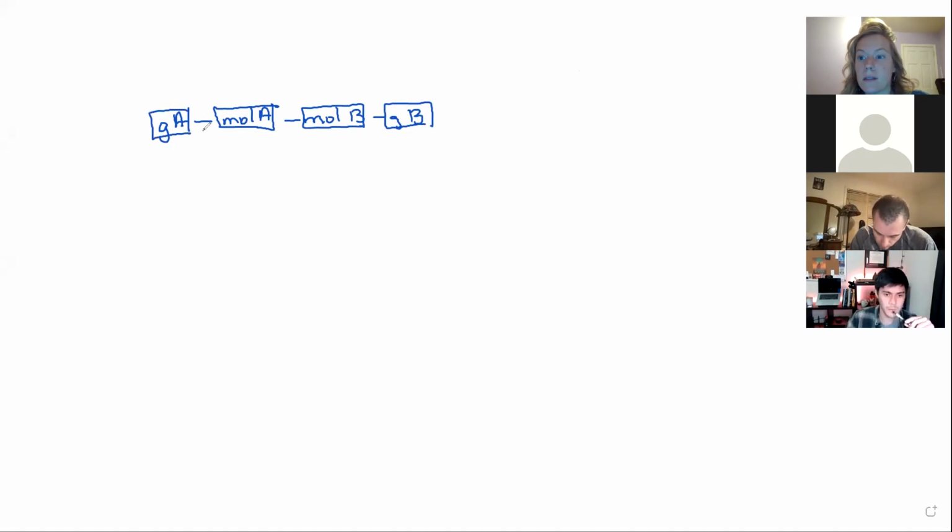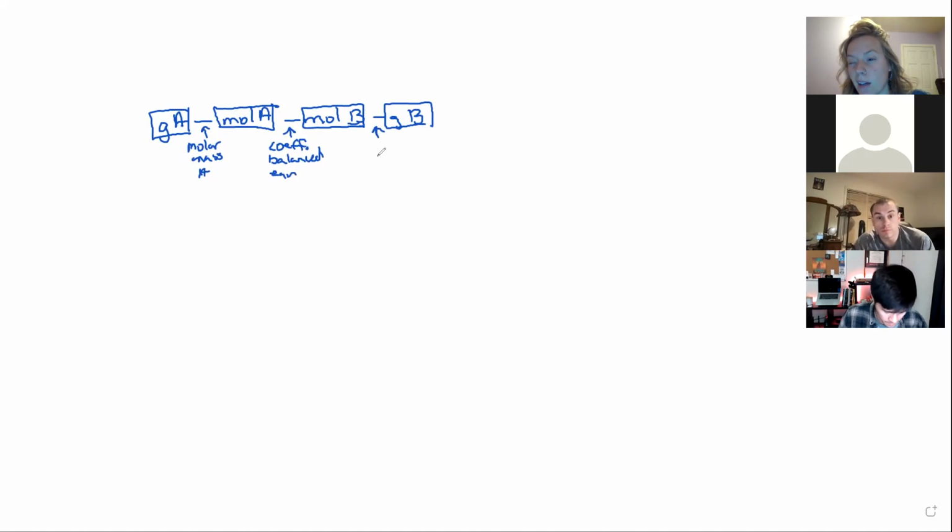And to fill in the steps here, right, to go from grams of compound A into moles of compound A. And remember, A is talking about your initial compound, B is talking about your final compound. To go from grams of A into moles of A, we use the molar mass of A. To go from moles of A into moles of B, that's where we use the coefficients from the balanced equation. And then how do we go from moles of B back into grams of B? Well, we have to use the molar mass specifically of B, the final material we're looking for.